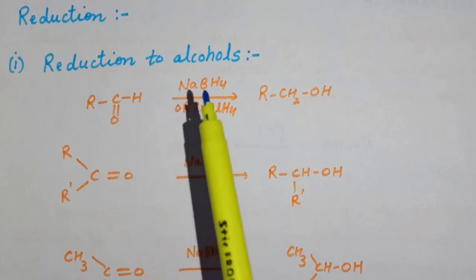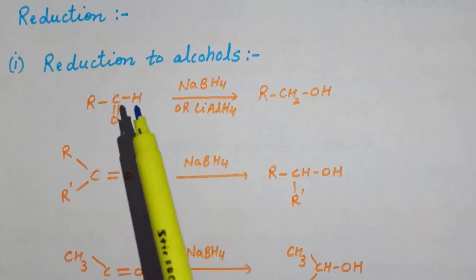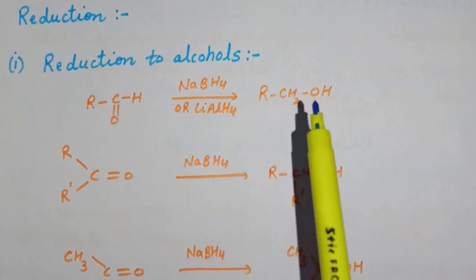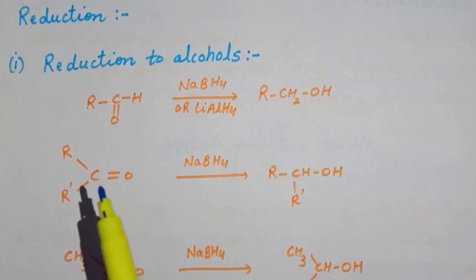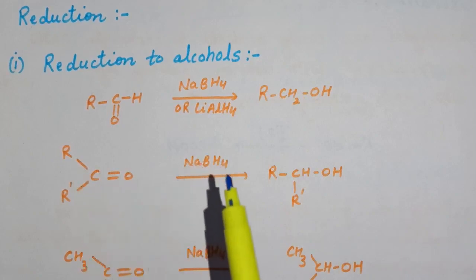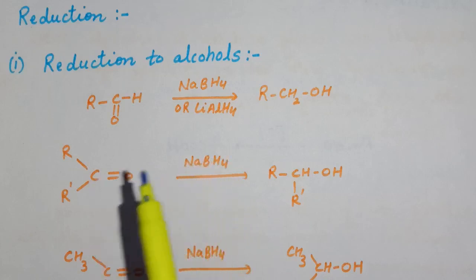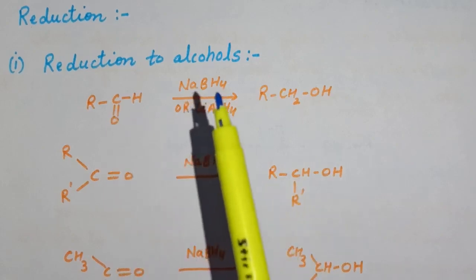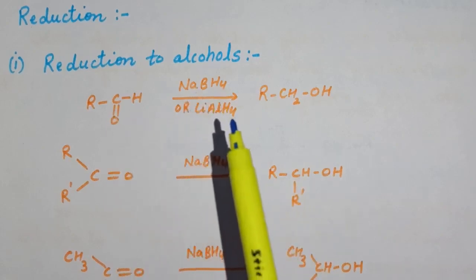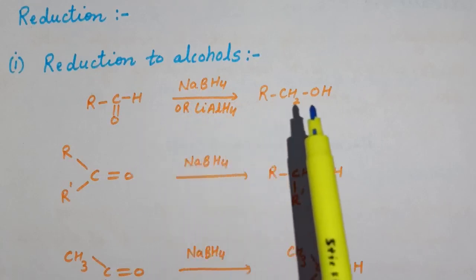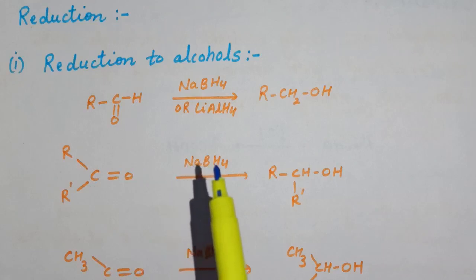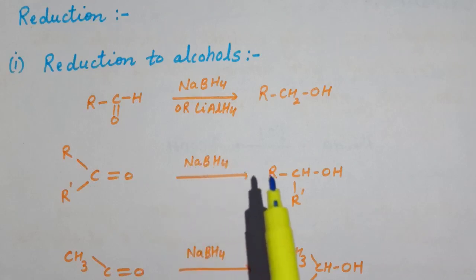In presence of sodium borohydride, aldehyde converts to primary alcohol, that is RCHO converts to RCH2OH. When ketone is treated with NaBH4, that is sodium borohydride, ketone converts to secondary alcohol. So reaction of aldehyde with sodium borohydride or lithium aluminum hydride results in the formation of primary alcohol, and reaction of ketone in presence of sodium borohydride results in the formation of secondary alcohol.